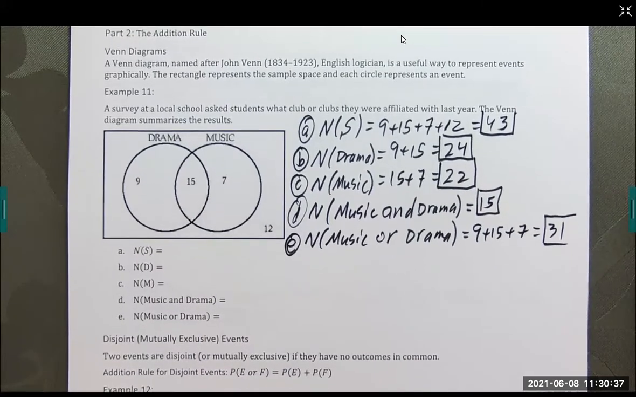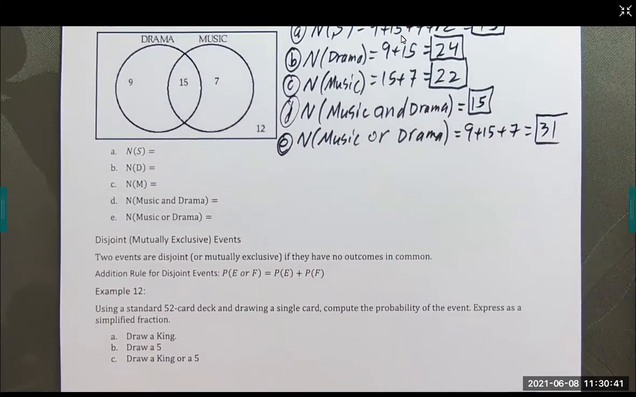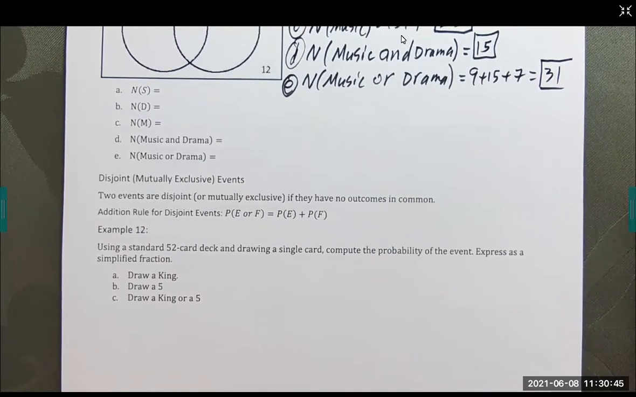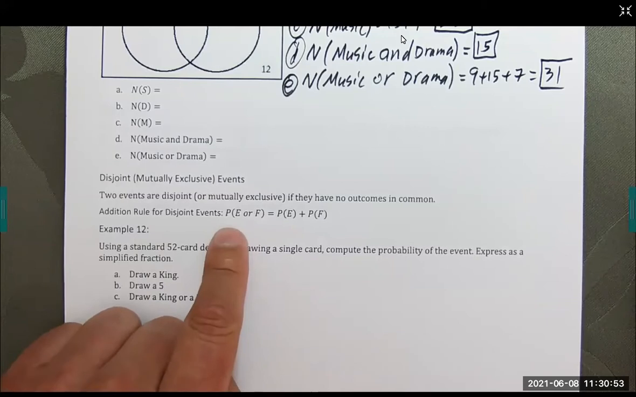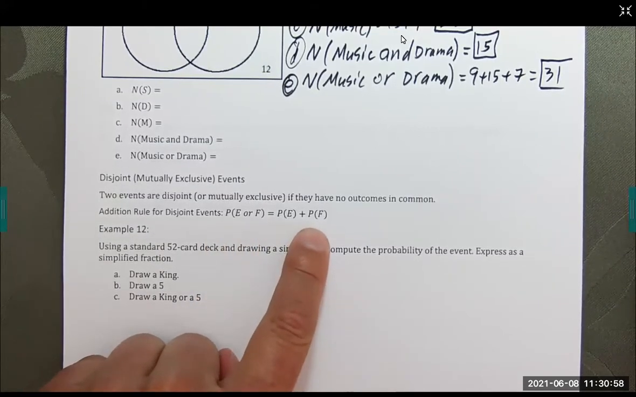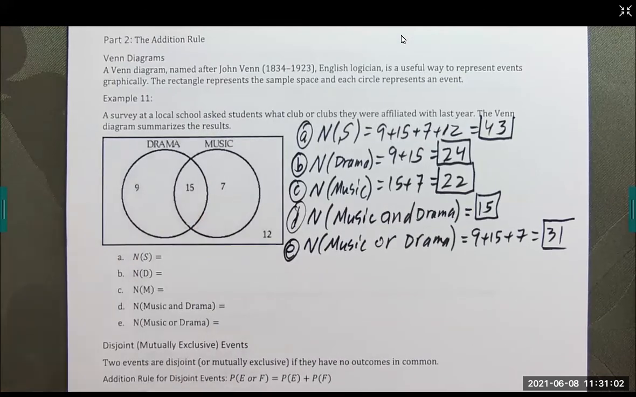But before we do that, let's talk disjoint, which means mutually exclusive events. So 2 events that have nothing to do with each other. 2 events are disjoint or mutually exclusive if they have no outcomes in common. The addition rule for disjoint events, the probability of E or F, is probability of E plus probability of F, because they have nothing to do with each other, meaning they're not going to overlap like they are here.